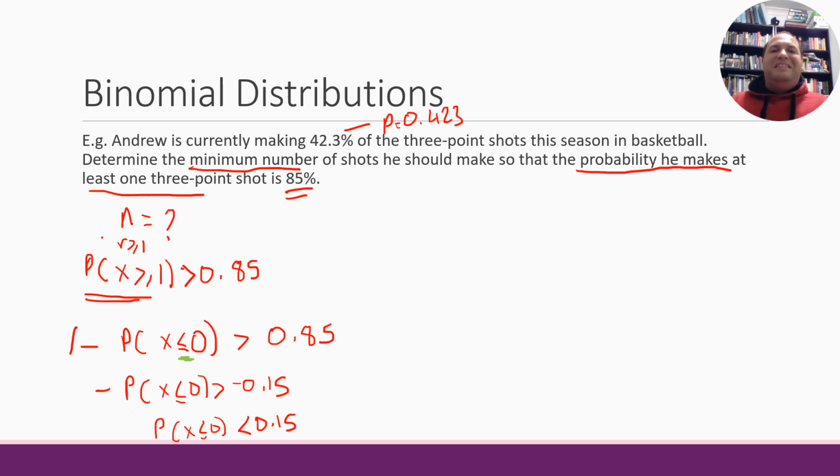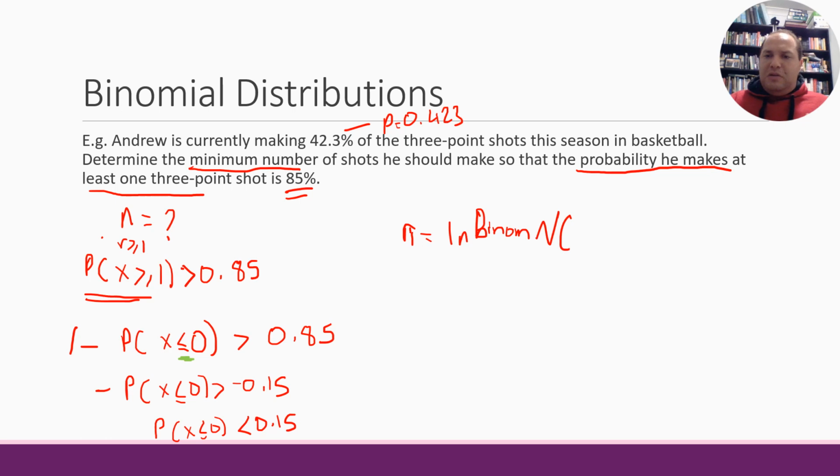Now I can start to use my function. n is what I'm calculating, right? Once again, on the Nspire, menu 5, D for this one, because we're finding n, inverse binomial n, and it will ask you to input all your values.